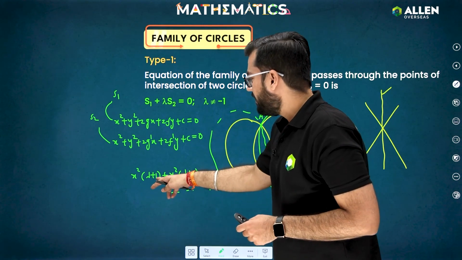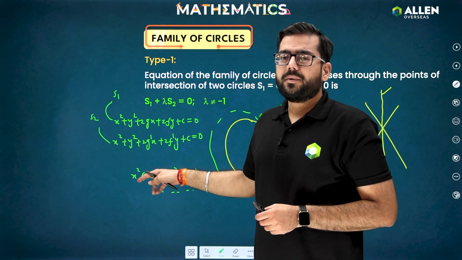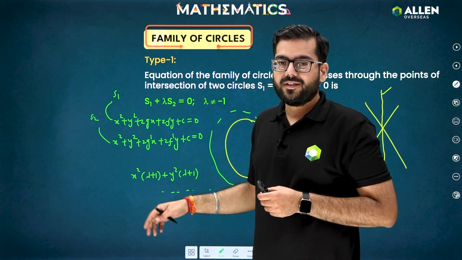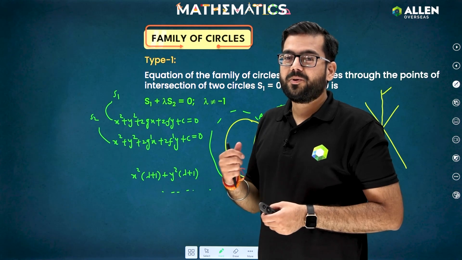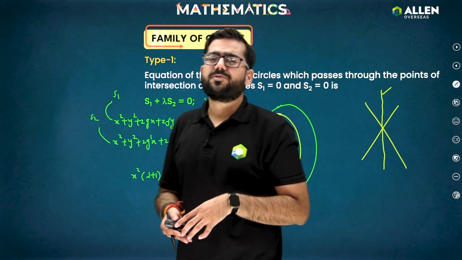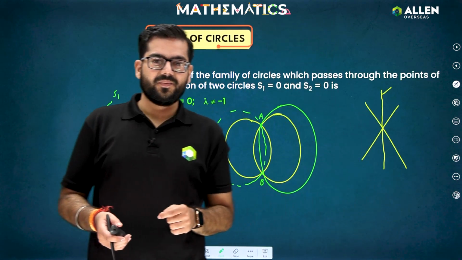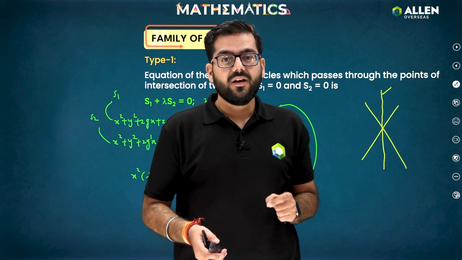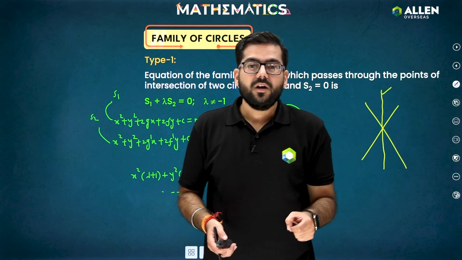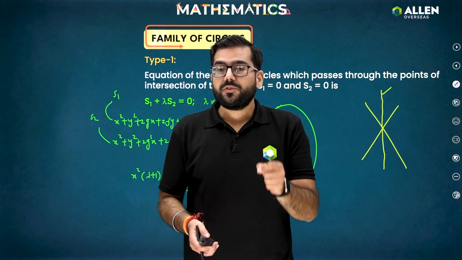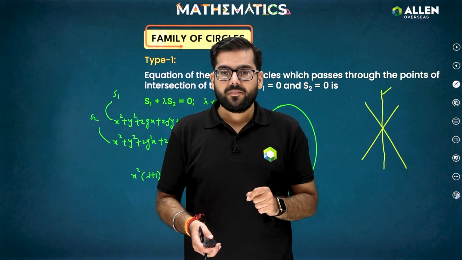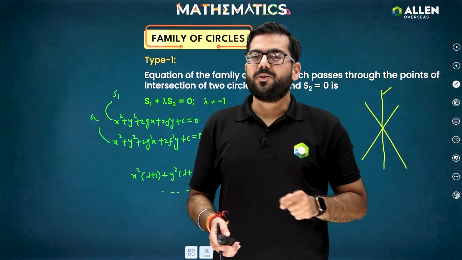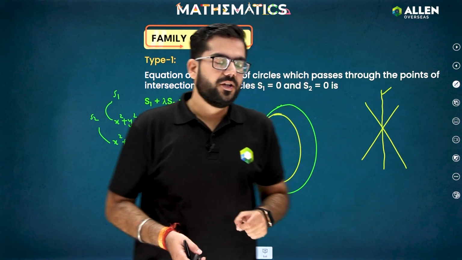You can see here, we cannot put lambda equal to minus 1. If we put it, then there is no x square and y square. That means no circle. That would be your radical axis, or you can say a linear equation, a straight line. But at the end we have to generate the family of circles. That means we need x square and y square, and the coefficients of x square and y square would be the same. So for that we cannot put lambda equal to minus 1. This is the only thing you need to remember.